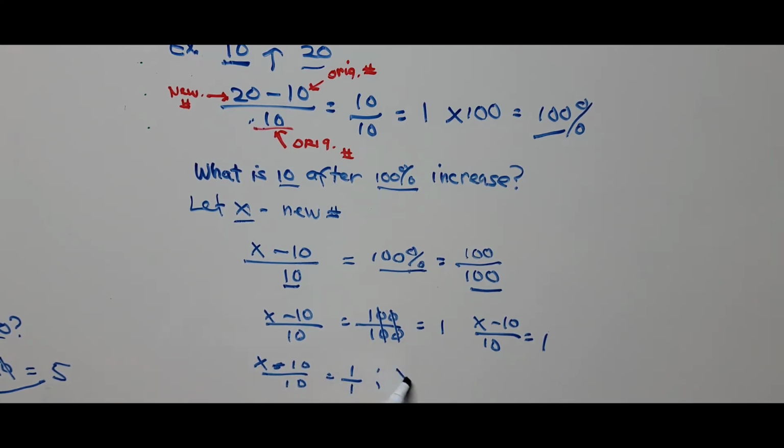That is now x minus 10 equals 10 times 1. Alright, so simplify this equation. Let's move this to the right side. Negative becomes positive, so plus 10 right there.